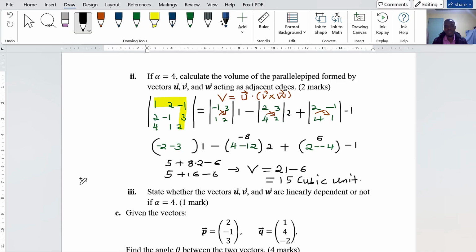So that's again something you should note. The volume of the parallelepiped formed by the three vectors is given by the scalar triple product, or you can cross two vectors and then find the dot product. Same thing.